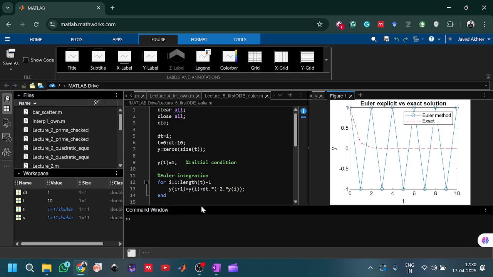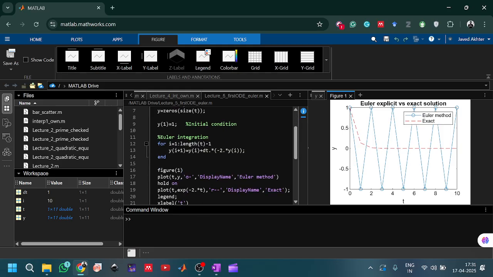So we will try to look at this. In today's lecture we will also look at the order of error, depending on the step size. So the Euler method has the order of dt error. We will look into that in more detail later in today's class.